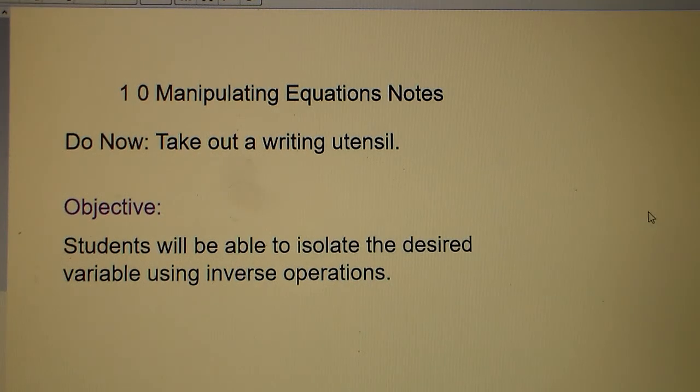Alright, ladies and gentlemen, this is 1-0 Manipulating Equations Notes. Do now: take out your writing utensil. Objective: you'll be able to isolate the desired variable using inverse operations.